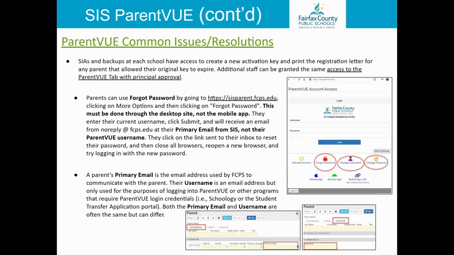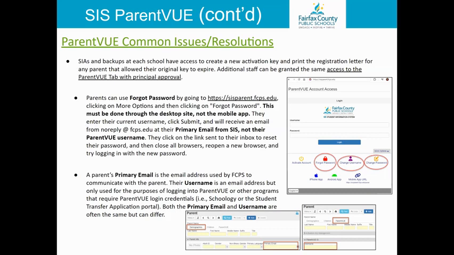On the parent view login site, there are options for how a parent can pretty much resolve password issues or username issues. So the most common one is they forgot their password. So they would click on that forgot password service on the login site, and they just have to follow the steps to get a link to their primary email. And with that link, they can reset their password.